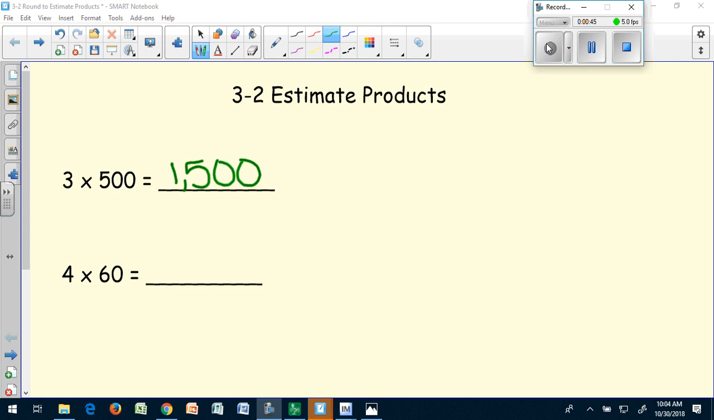The next problem, 4 times 60, I would use the basic fact 4 times 6 to help me with that answer. And 4 times 6 is 24. So I know that 4 times 60 is 240. We're going to use that to help us today estimate products.